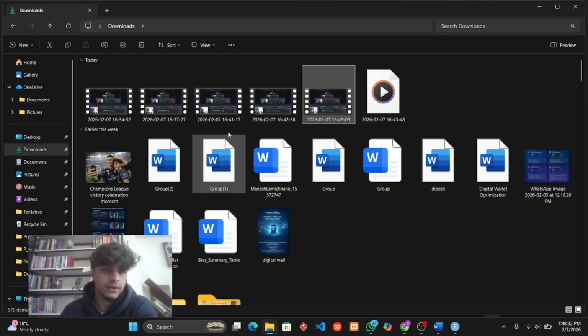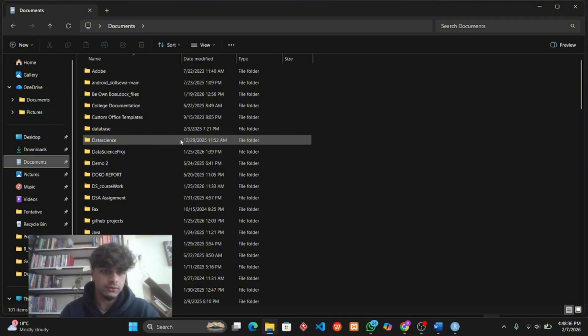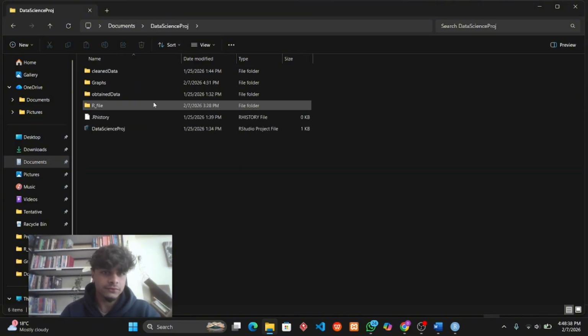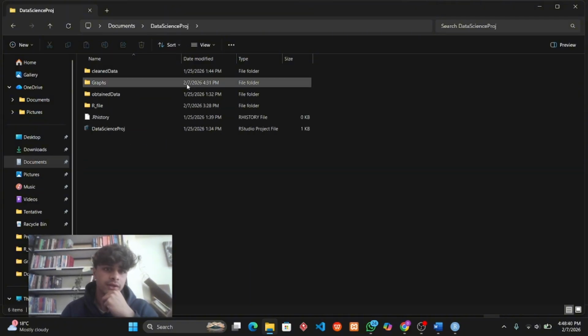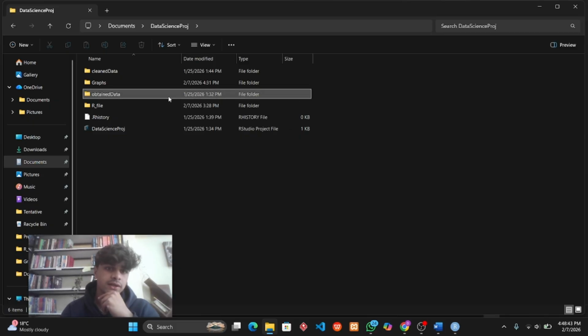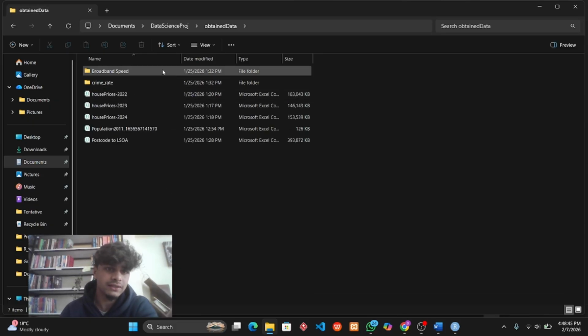As we can see over here, I have named different folders here. So in the obtained data, there are all the raw files that are provided.